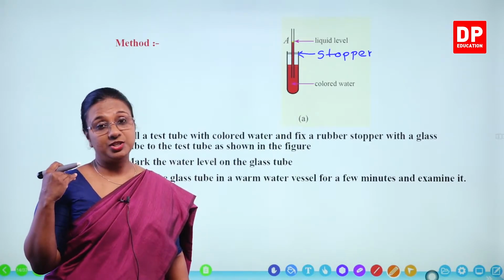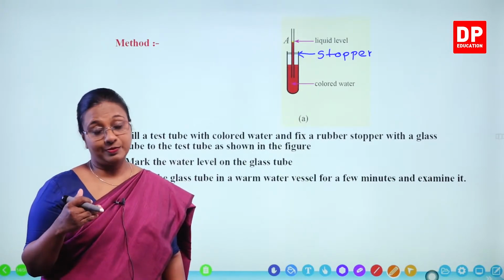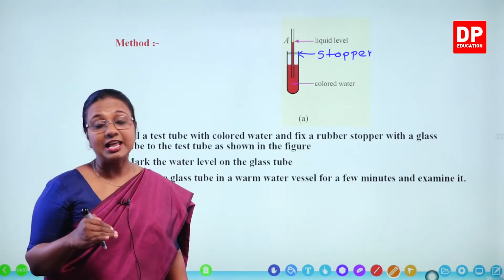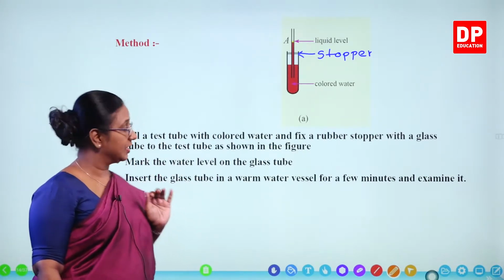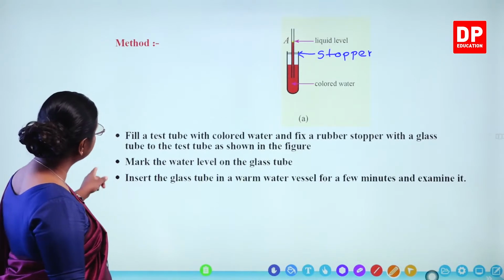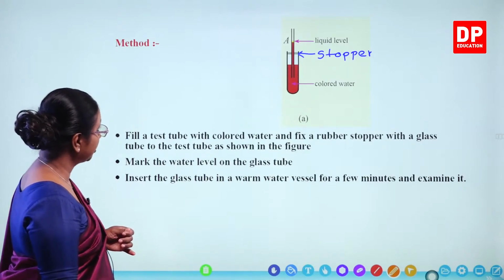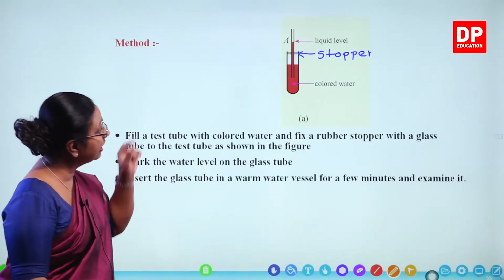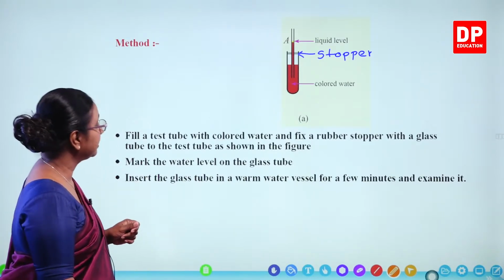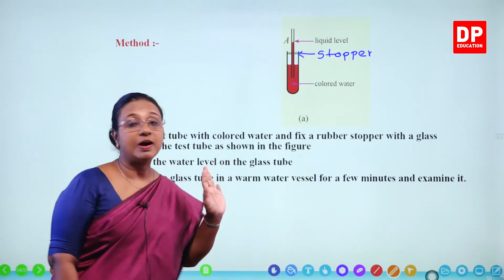So that is what we are going to observe now, because we are going to observe the thermal expansion caused in liquids. If we say expansion, the volume of liquid has to increase so that the water level has to increase. That is what we have to observe now. So fill a test tube with colored water and fix a rubber stopper with a glass tube to the test tube as shown in the figure. Mark the water level on the glass tube. The yellow line there is to mark the water level on the glass tube. Insert the test tube in a warm water vessel for a few minutes and examine it.